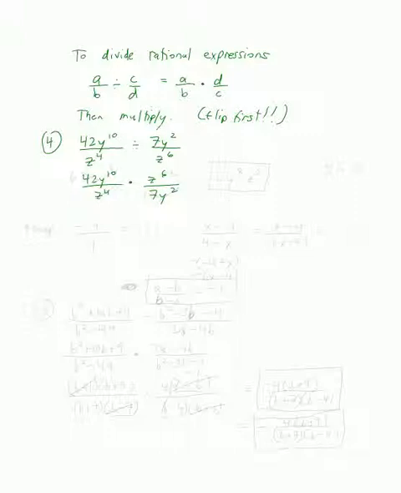And now we cancel what we can. So notice the 42 and the 7. We can cancel that and make it a 6 and a 1. Now the y to the 10th and y squared. 2 of those cancel with 2 of these. We're left with 8 of them. And then z to the 4th, z to the 6th. All 4 of those cancel, and we're left with 2 on the top. So altogether we get 6y to the 8th, and then z squared. And there's nothing left on the bottom, so that's it. 6y to the 8th times z squared.